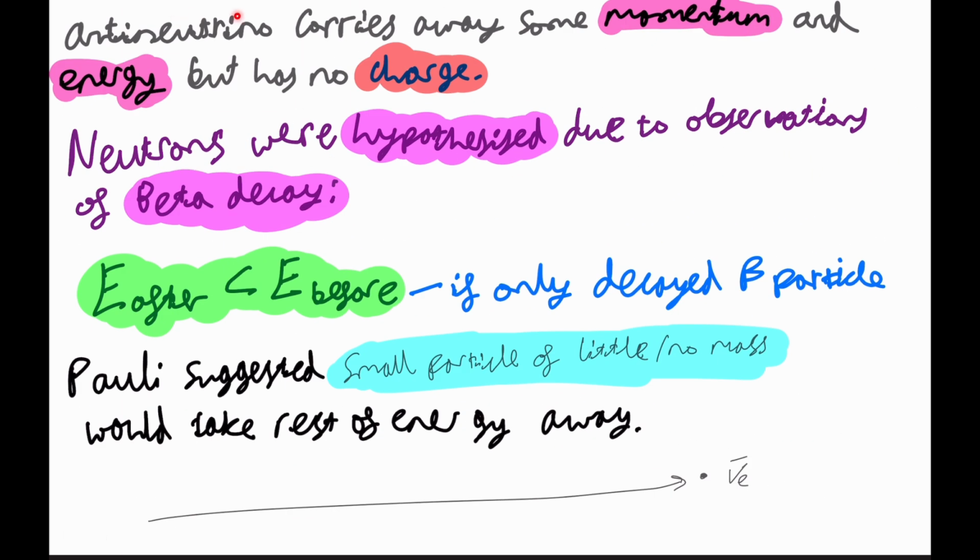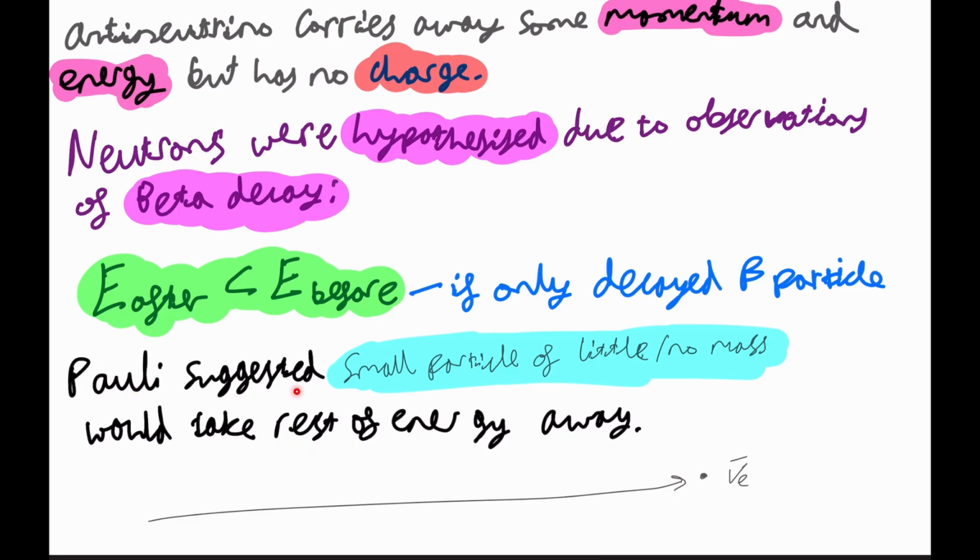And the antineutrino, what it does is carry away some of the momentum and energy, but it has no charge. And neutrinos were hypothesized due to observations of beta decay. They realized that the energy after was smaller than the energy before, so energy had to go somewhere, but they didn't know where. If it only decayed with a beta particle or just an electron, because that's what they thought at the time. They didn't know neutrinos existed.